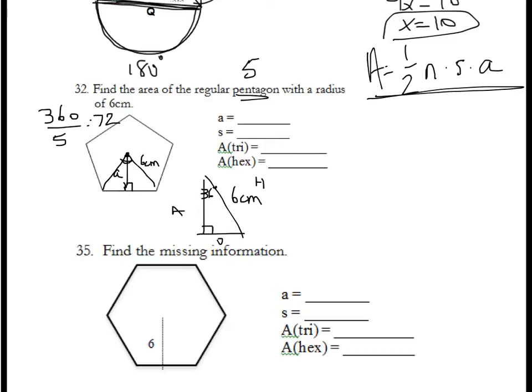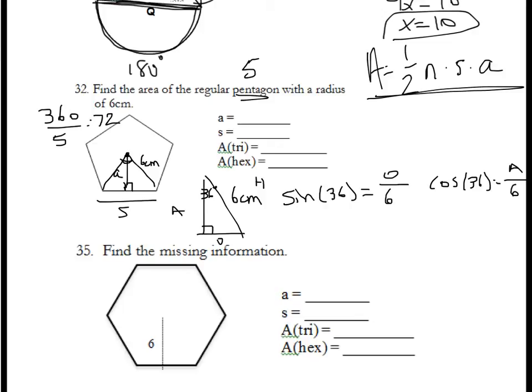Now I need both the opposite and the adjacent side, because I need the apothem and I need the side length right down here. Okay, so let's set up the trig. I'm going to use sine for opposite over hypotenuse. So sine of 36 equals opposite, which we don't know, over the hypotenuse, which is 6. And then I'm going to use cosine for the apothem, or the adjacent side. Cosine of 36 equals adjacent, which we don't know, over 6.